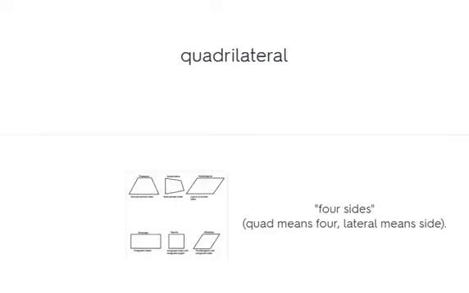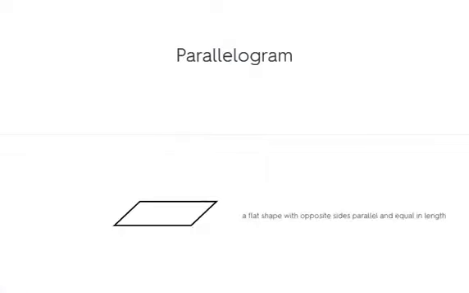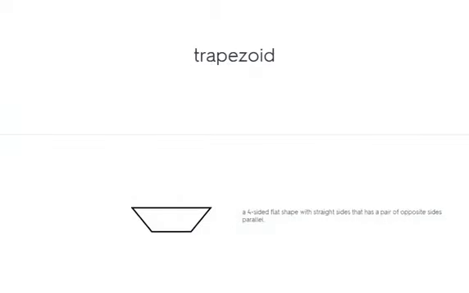Quadrilateral, four sides. Rhombus, a flat shape with four equal straight sides. Parallelogram, a flat shape with opposite sides parallel and equal in length. Trapezoid, a four-sided flat shape with straight sides that has a pair of opposite sides parallel. Kite, a flat shape with straight sides. It has two pairs of equal adjacent sides.